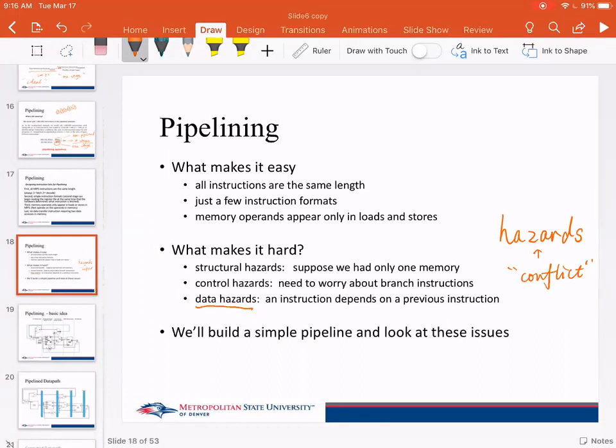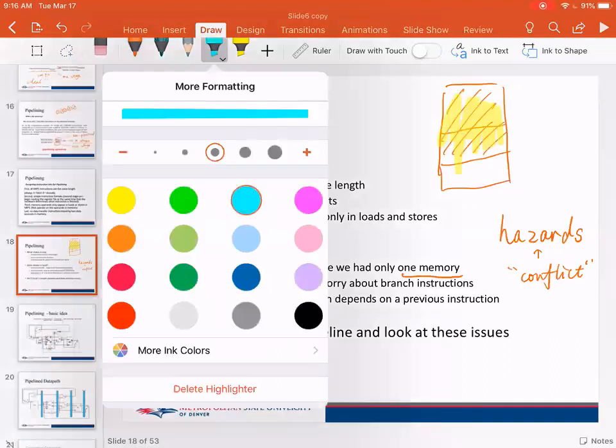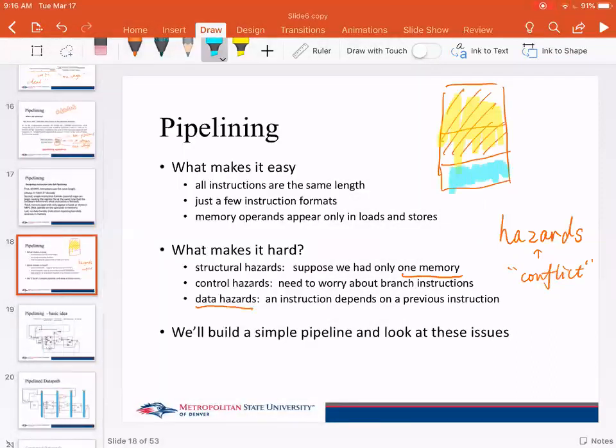So structure hazard means suppose we had only one memory. What does that mean by only one memory? We have the whole RAM, the main memory. Remember, we have the data segment, we have the text segment, static data, dynamic data. Suppose I mark everything, this is the data segment, and this is the text segment. So we do have two pieces of separate memory.